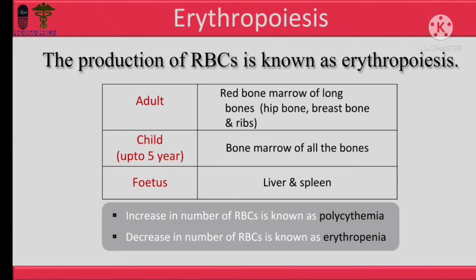In adults, the red bone marrow of long bones, that is the hip bone, breastbone, and the ribs, are basically the site of erythropoiesis, and in children up to 5 years, the bone marrow of all the bones, and in the fetus, liver and spleen.